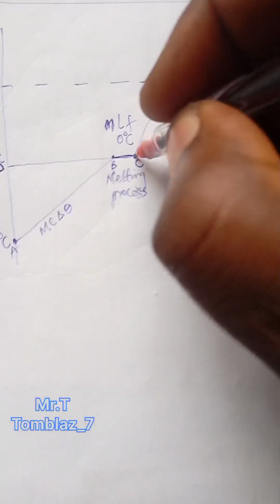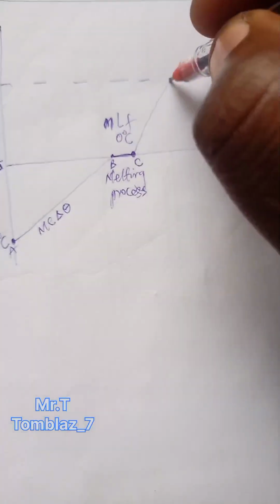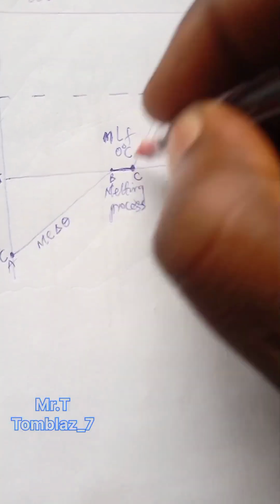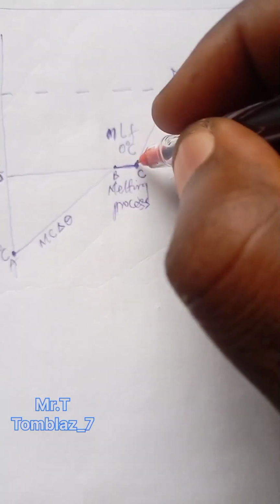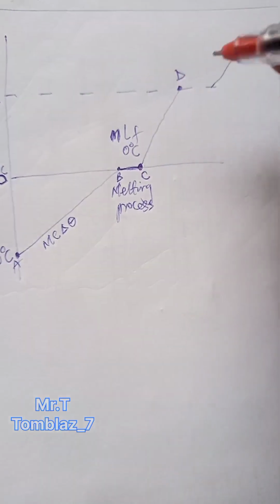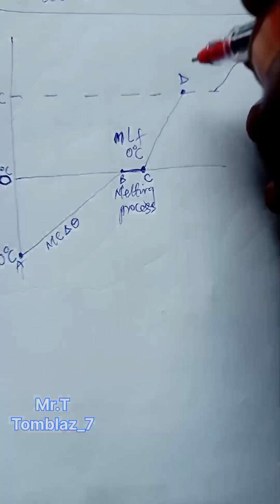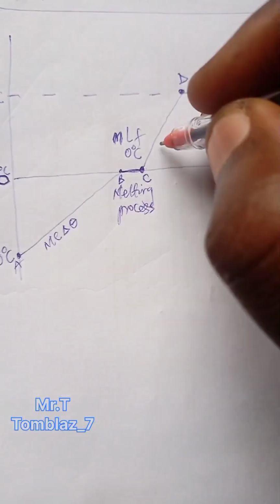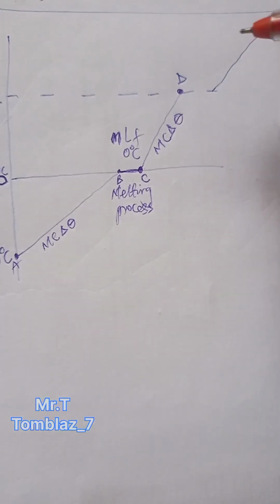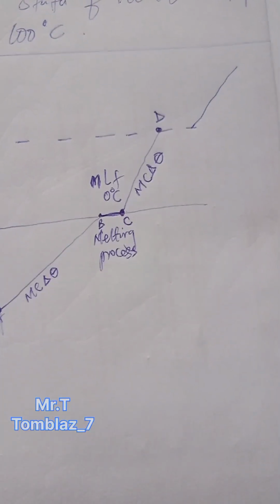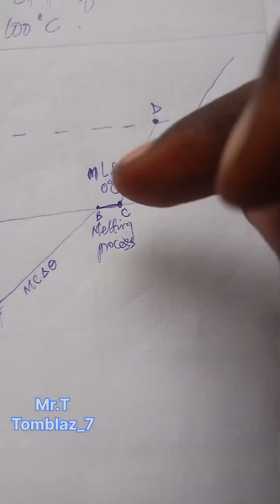Now there is a rise again in temperature from point C to point D, and the heat that can raise this temperature from 0 degrees centigrade to 100 degrees centigrade is another mc change in theta, specific heat capacity, right? So it heats the water from 0 degrees centigrade to 100 degrees centigrade.